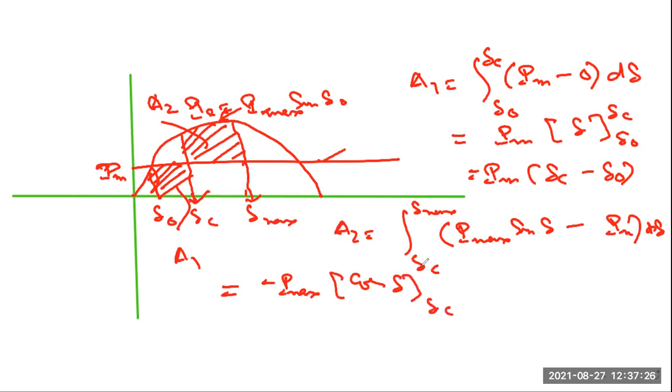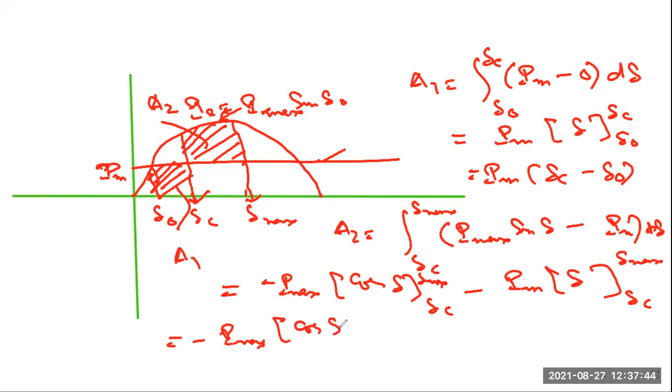This is delta C to delta max minus PM delta C to delta max. This will be equal to minus P max, and cos delta we will substitute cos of delta max minus cos of delta C. This will be PM into delta max minus delta C. Okay, so this is your decelerating area A2.